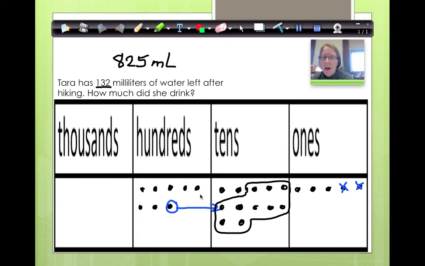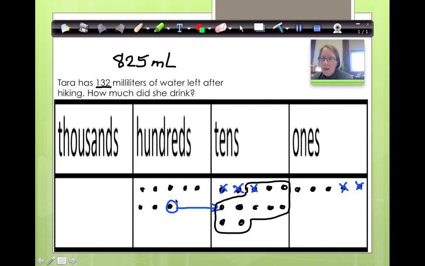Okay, now how many hundreds do I need to take away? I need to take 3 away. Okay, let me get blue again. Okay, now let's take 3 away. 1, 2, 3. How many hundreds am I going to take away? I'm going to take away 100.